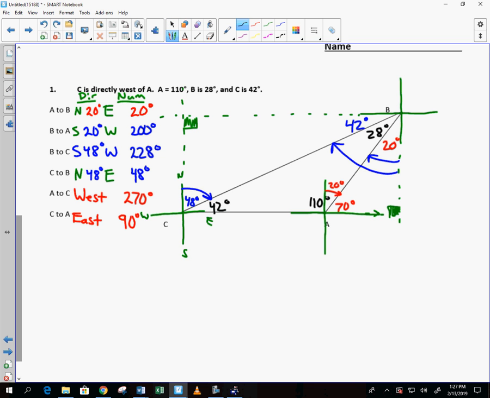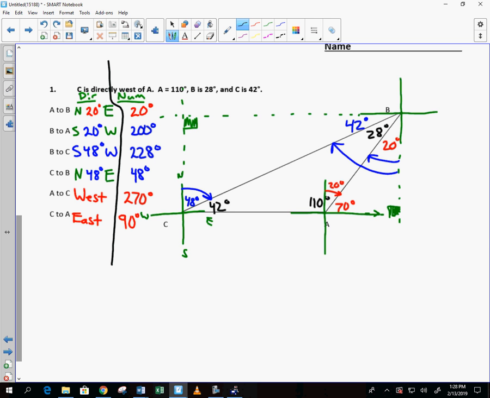I want to be clear. There's a couple things I have to go over yet. You have two sets of bearings. You have the numerical bearing and you have the directional bearing. Sometimes people say it's north 20 and east 20, or they say it's south 48 and west 228. No, it's southwest 48 degrees or south 48 degrees west. And then it's 228. Those are separate. They mean the same thing. Do you understand?